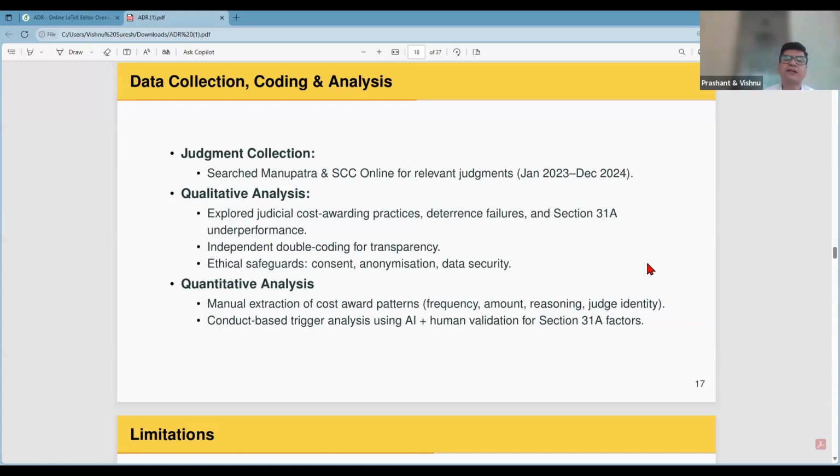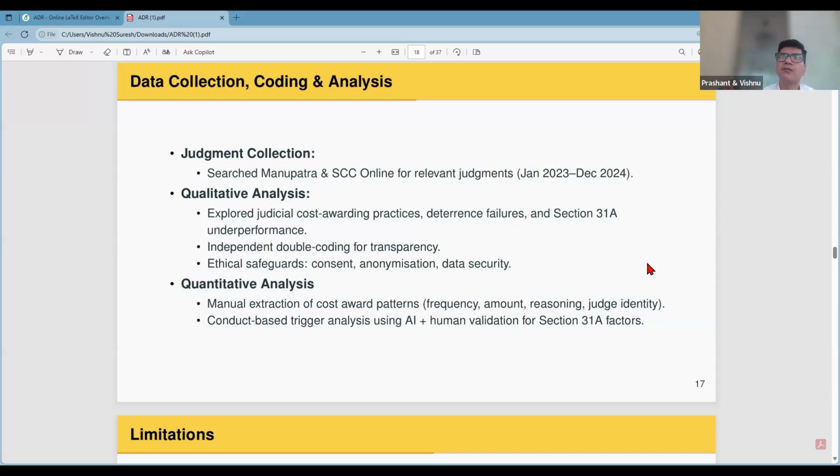Two researchers independently did double coding for transparency and then reconciled the differences. We, of course, asked for consent, anonymized the data, and the data is in a password protected file in a shared folder with only two researchers having access to it. We manually extracted the cost award patterns, and for quantitative, we did one more research, which was conduct-based trigger analysis, which is basically a study of false negatives.